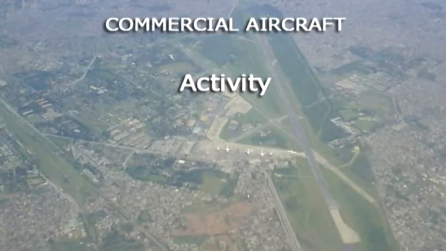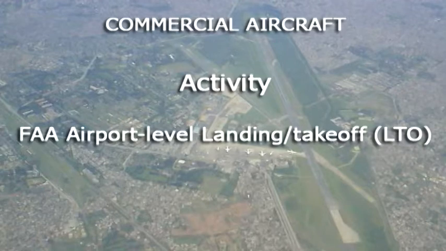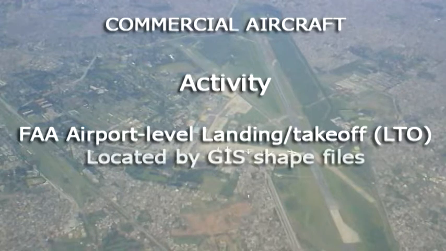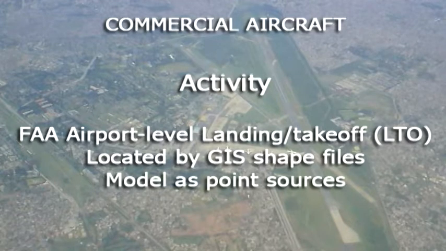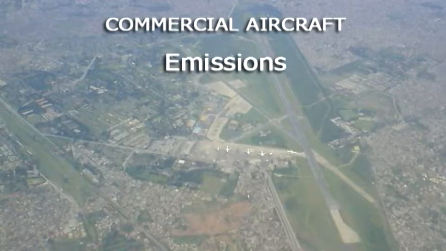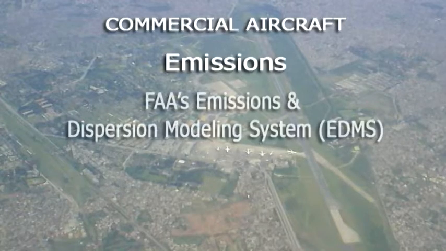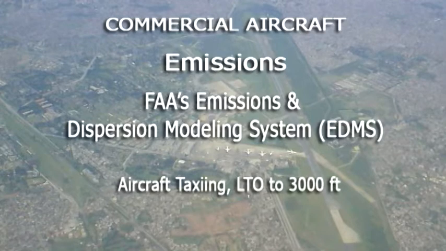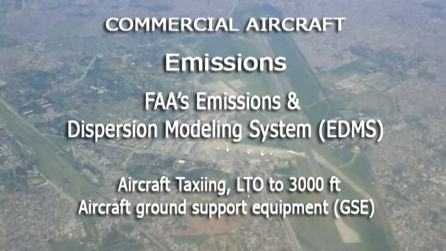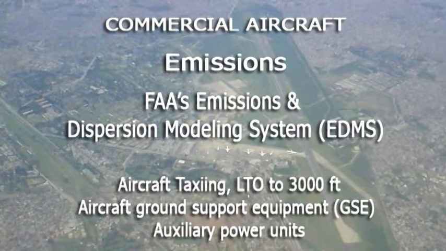Commercial aircraft is the largest aircraft emissions category. Landing and takeoff statistics are obtained from the FAA. Airports are located by latitude, longitude, so that they can be studied and modeled as point sources. Commercial aircraft emissions are estimated using the FAA's Emissions and Dispersion Modeling System, or the EDMS. These include aircraft taxis, landings, and takeoffs up to 3,000 foot altitude, as well as aircraft ground support equipment and auxiliary power units.